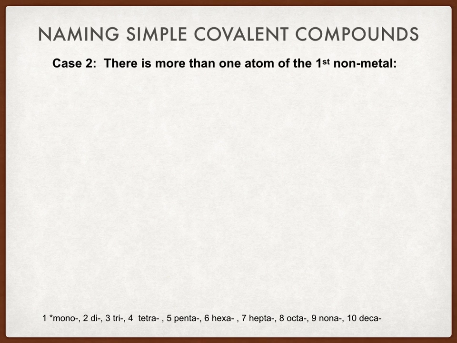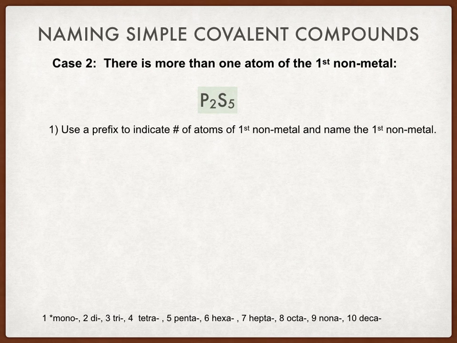So the second case is there's more than one atom of the first nonmetal. Like this guy, P2S5. Use a prefix for the number of atoms of the first nonmetal. Since there are 2 phosphorus, you call it diphosphorus.